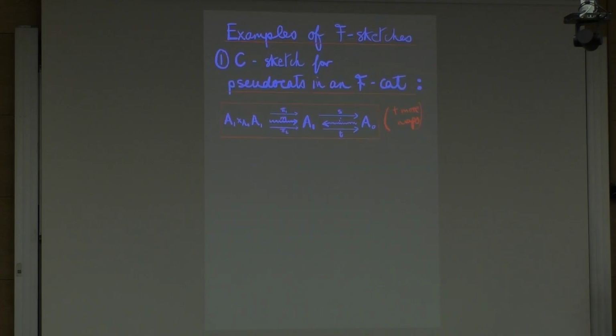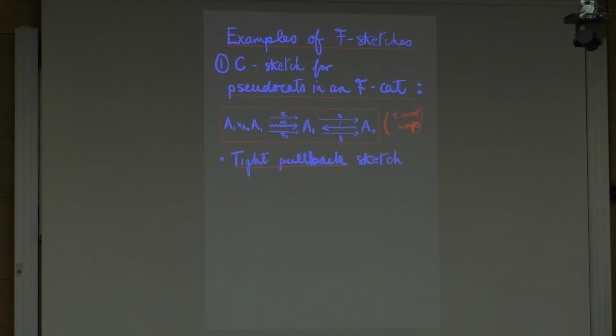Okay, so here are some examples. We sort of saw it earlier, but the sketch for pseudo-categories in an F-category looks like this, plus some more maps. I think sketches are called sketches because you never write them down in full detail, you just sketch a little bit of it. Well, actually people do, but I'm not going to do it here. So this is a tight pullback sketch. It's just got that pullback, it's got one more as well.